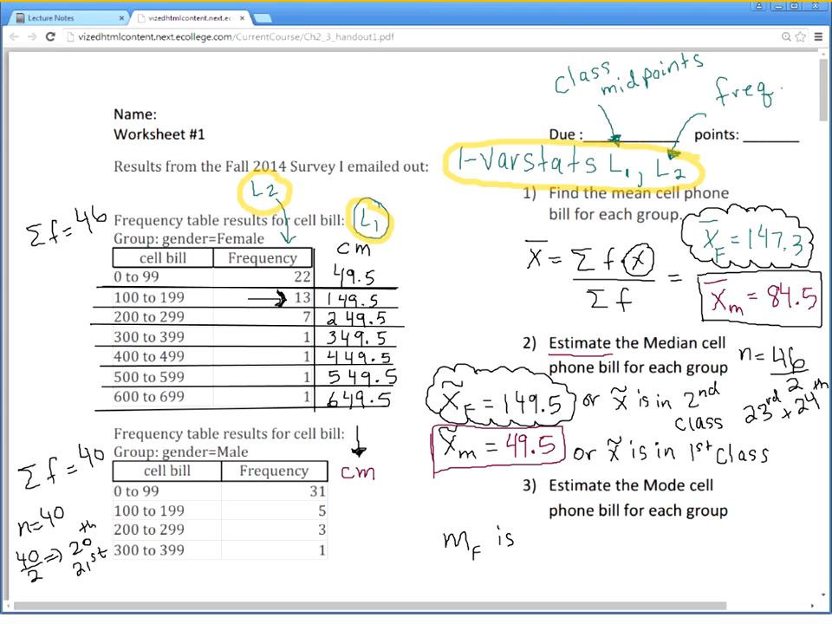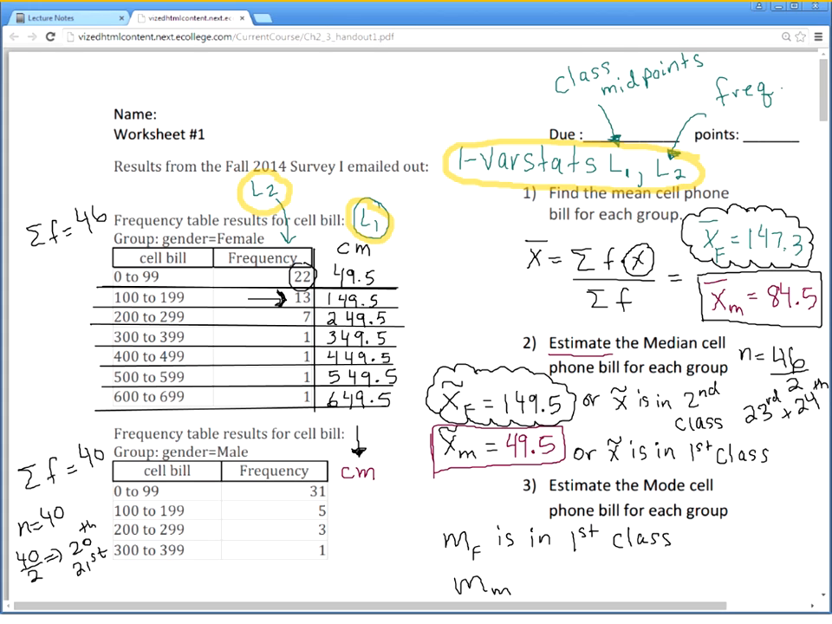So I have the mode for females. What's the class with the highest frequency, right? And I guess 22 is the highest frequency. Yep, so it's in the first class. That's the mode for females.